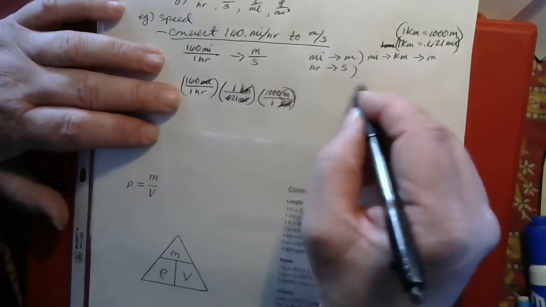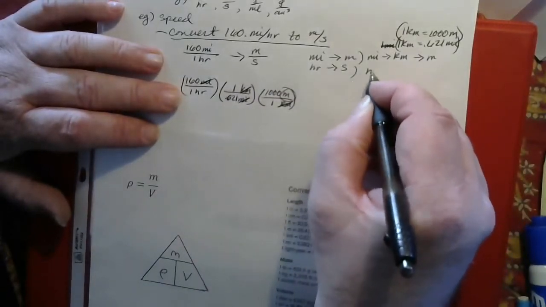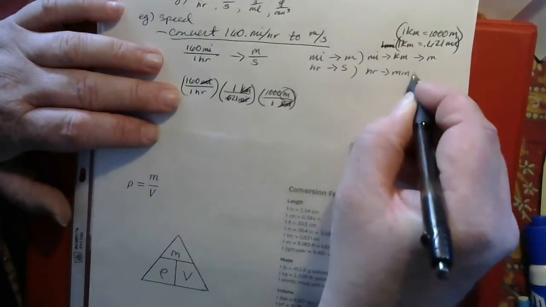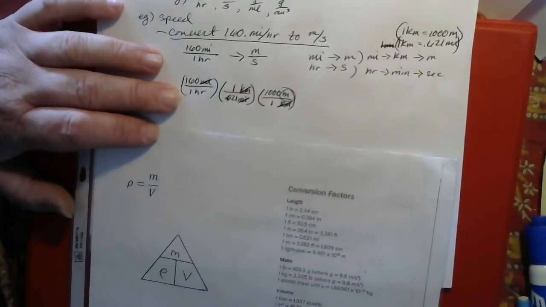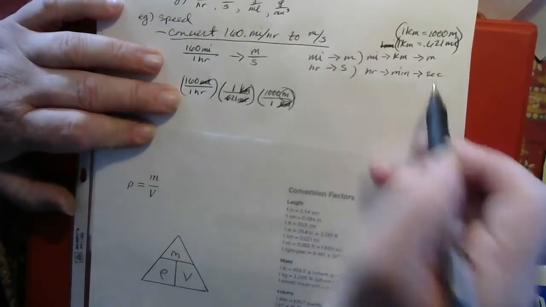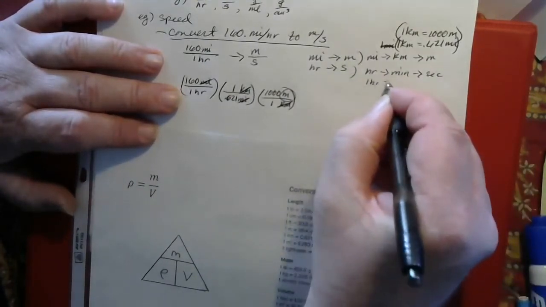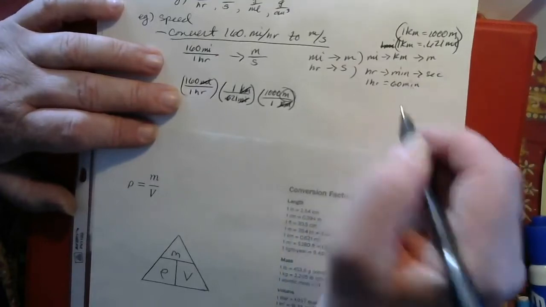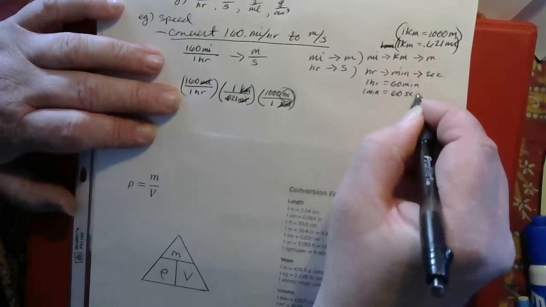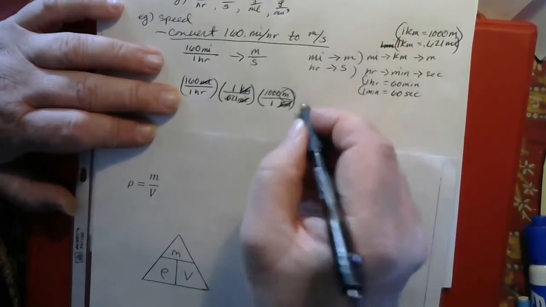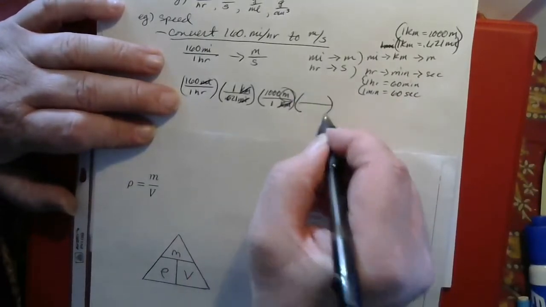You may know that there are 3,600 seconds in an hour. And if you do, you can do this conversion from hours to seconds in one leap, and that's good. But if you don't, then you can just go from hours to minutes to seconds. 1 hour is 60 minutes, and 1 minute is 60 seconds. So now we have to change hours to minutes.